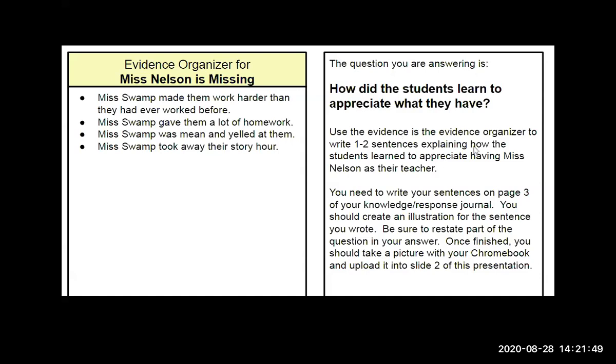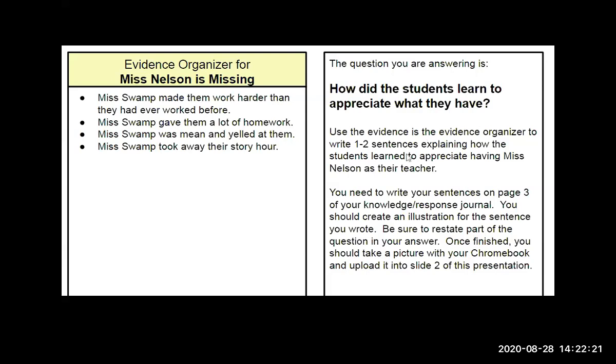So what you are going to do for your homework today is you're going to see these four pieces of evidence in this organizer, and you're going to write one to two sentences explaining how the students learn to appreciate having Miss Nelson as their teacher. You are going to write this on page 3 of your knowledge response journal. And you're going to create an illustration at the bottom of the page that matches the sentence you wrote.